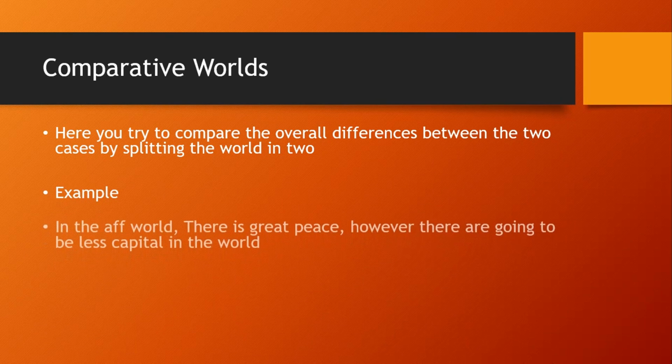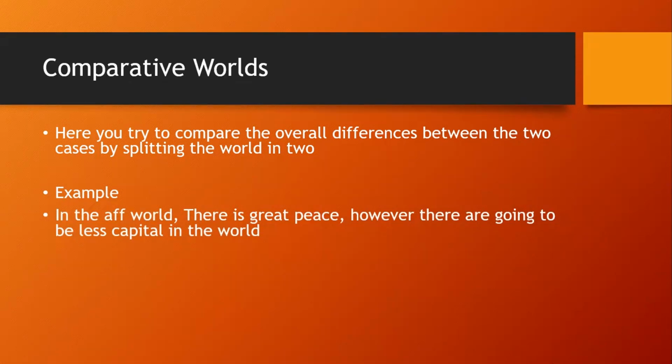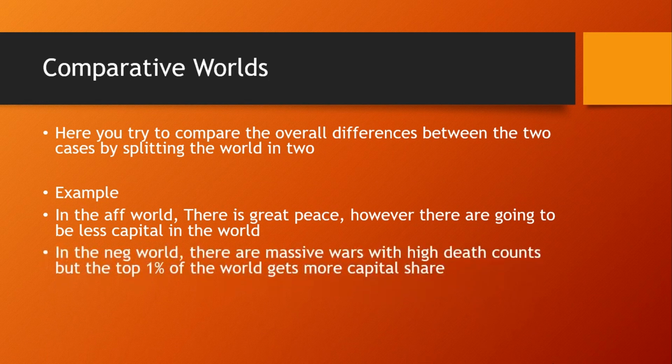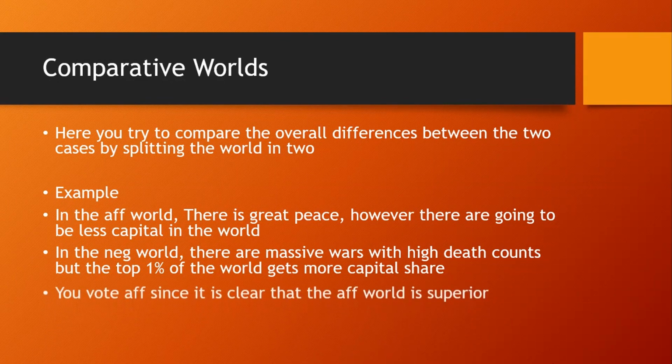An example for this: in the AF world, you see great peace. However, there's going to be less capital in the world. In the neg world, you see massive wars with high death counts, but the top 1% of the world gets more capital share. So it makes it obvious to the judge that on the AF world, you're going to see a much better world than the neg world. So you'd rather live in the AF world. That's why you vote AF.